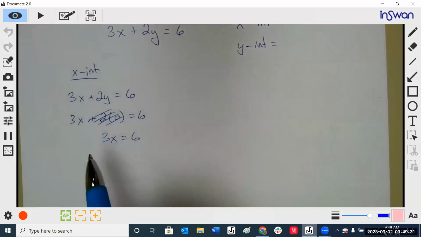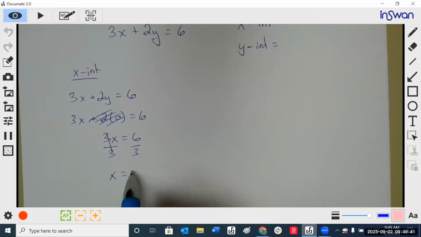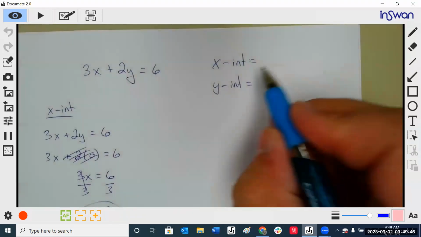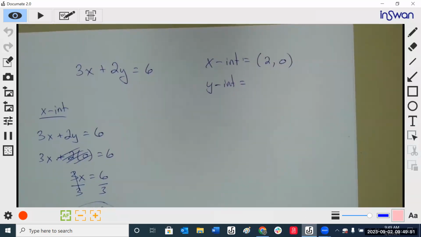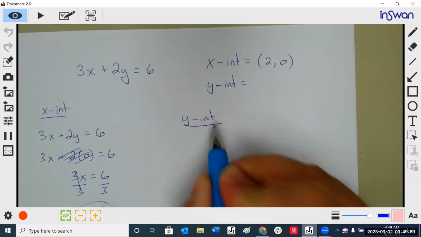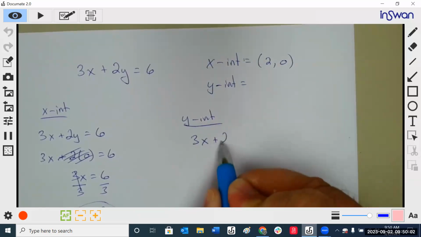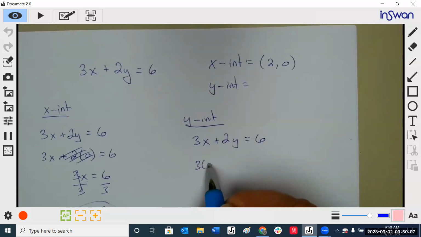It's multiplied. Yeah, it's a coefficient, so it's multiplied. It's 3 times x. What's the opposite of multiplication? So we divide both sides by 3. 6 divided by 3 is 2. So the x-intercept is at (2, 0). What's the y-intercept? Perfect.